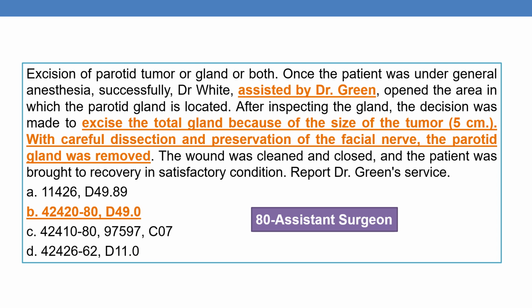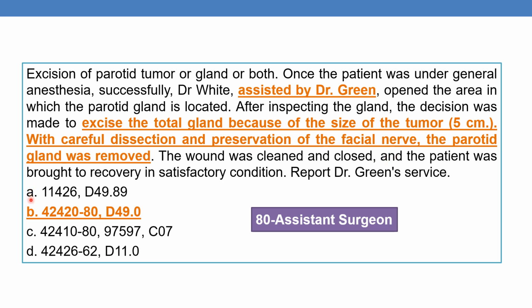Now let us see the question once again. Excision of parotid tumor or gland or both. Once the patient was under general anesthesia successfully, Dr. White, assisted by Dr. Green, opened the area in which the parotid gland is located. After inspecting the gland, the decision was made to excise the total gland. So here a total parotidectomy is performed with the preservation of the facial nerve.